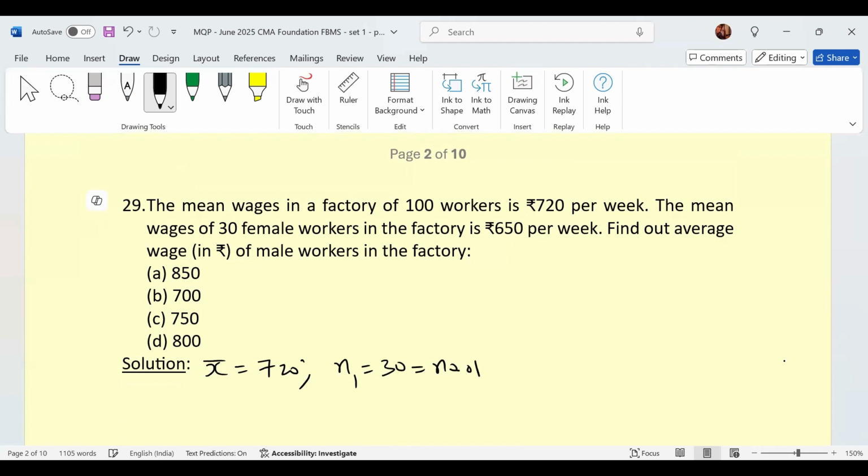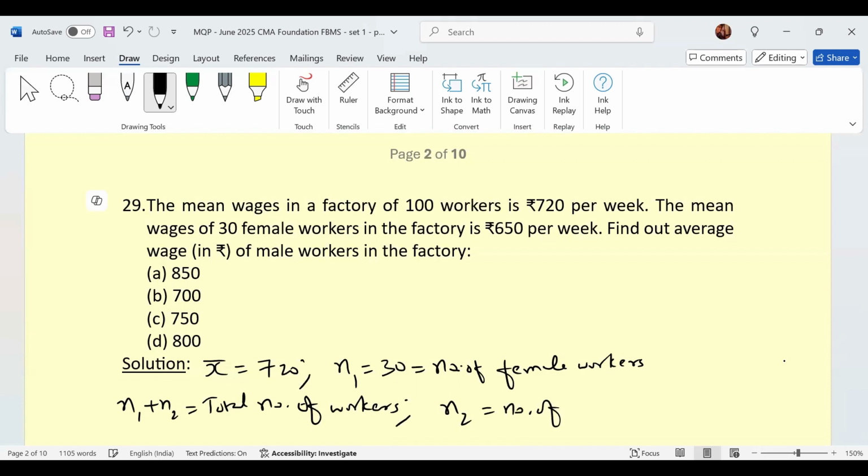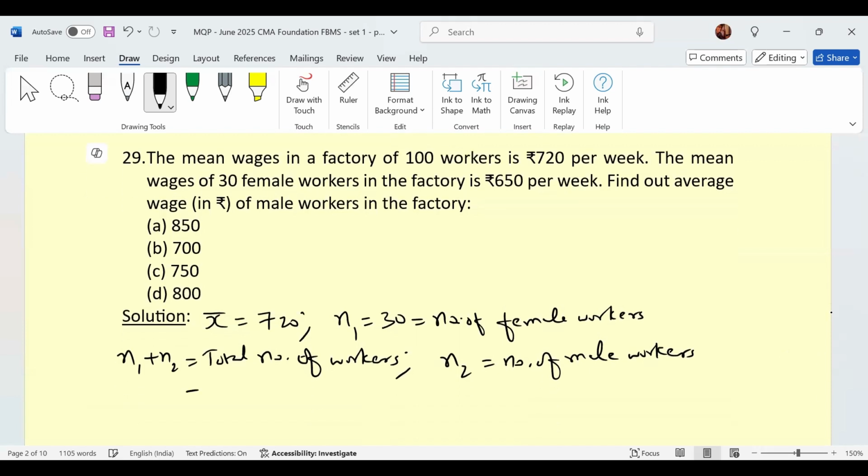Let me write it. Number of female workers. Total number of workers, that is N1 plus N2, that is total number of workers, where this N2 is number of male workers. Already the question addressed that N1 plus N2 is 100. And we know N1 is 30. That means this will be 100 minus 30. So you get 70.